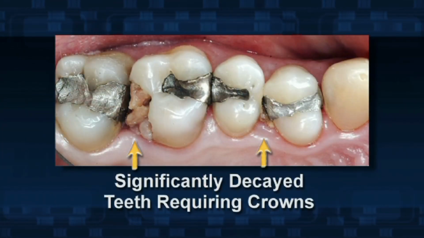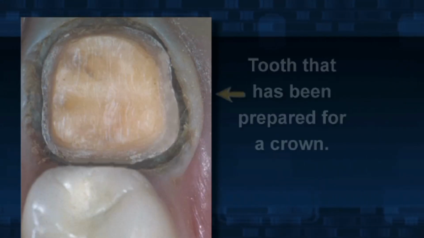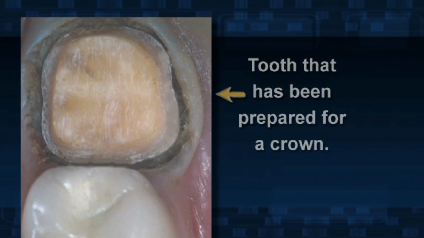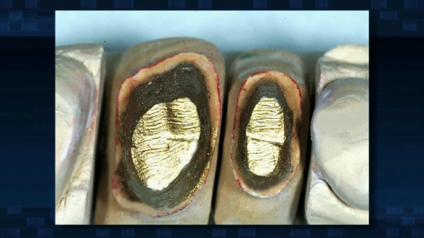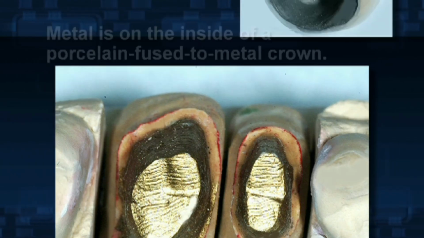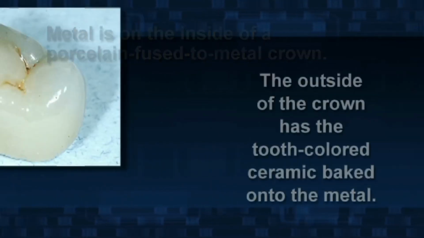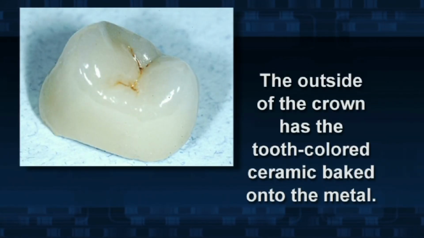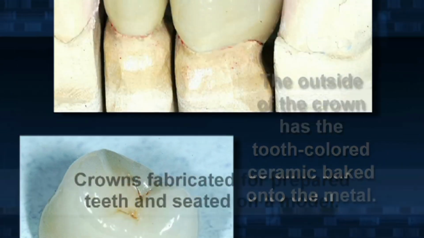These 2 teeth are significantly decayed and require crowns. This tooth has been prepared for a crown by the dentist. And you're seeing a model of the prepared teeth onto which the laboratory technician has placed some gold paint. The metal is on the inside of a porcelain fused to metal crown, and the outside is a beautiful ceramic simulating the actual tooth structure and anatomy.